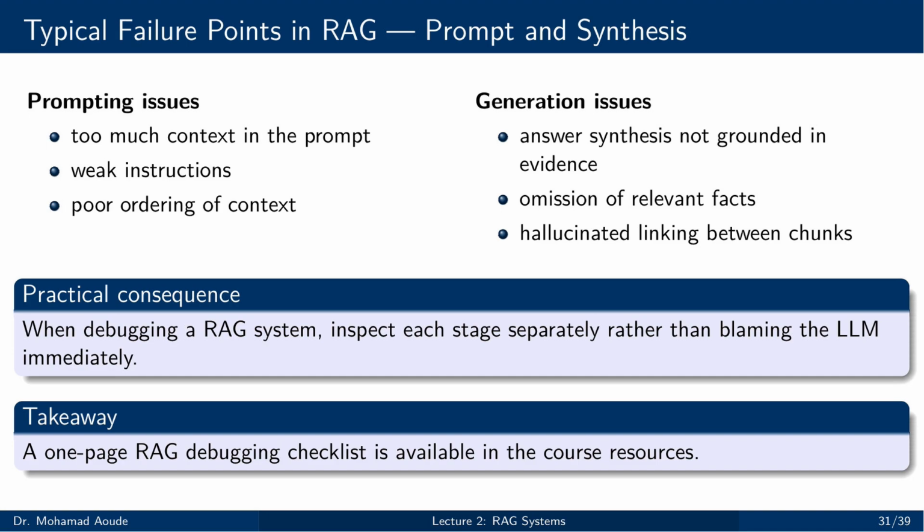There is also a practical lesson here. More context is not always better. If irrelevant material is inserted, the model may become distracted. The challenge is not just to retrieve enough evidence, but to supply the right evidence in a clear structure. So again, the main lesson is architectural separation. Debug each stage separately rather than blaming the model immediately. That is how reliable systems are improved.